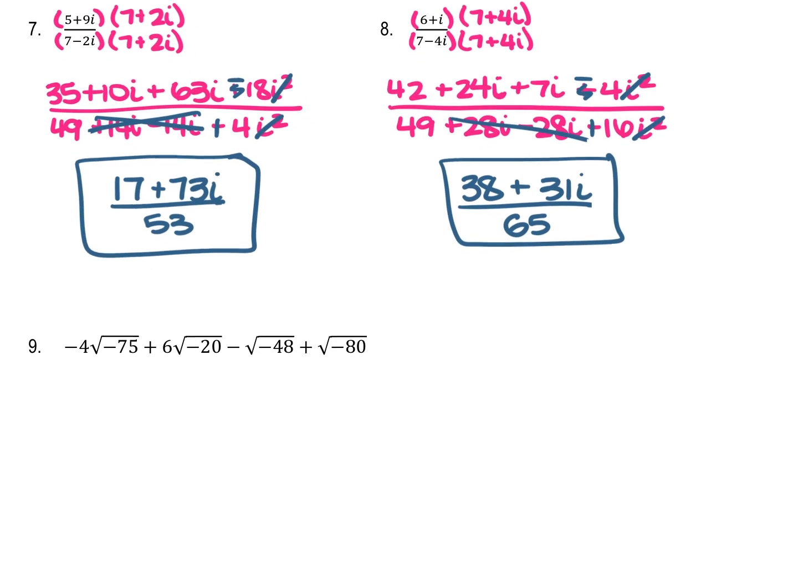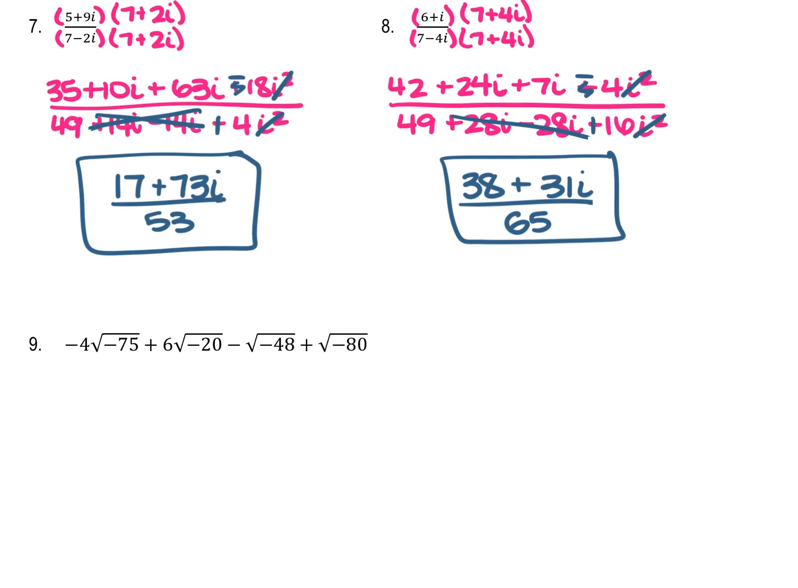For number 9, you have negative 4 times the square root of negative 75 plus 6 times the square root of negative 20 minus the square root of negative 48 plus the square root of negative 80. I would first take those negatives out of those radicals before you do anything else. Remember, the square root of negative 1 is i.